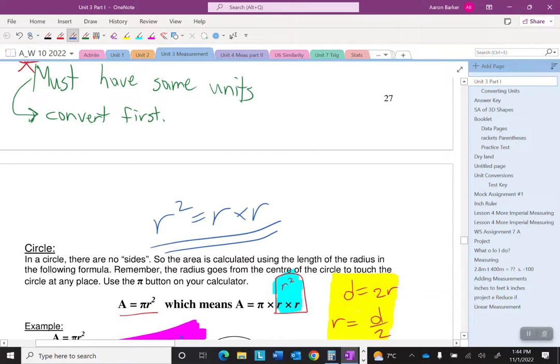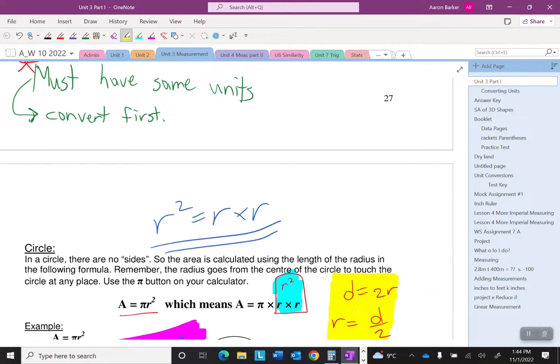Now, the other part that you have to remember from yesterday is the diameter part. So diameter equals what? What's the relationship with the radius? 2 times r. So diameter equals 2 times r, not r squared. And the radius equals diameter divided by 2.